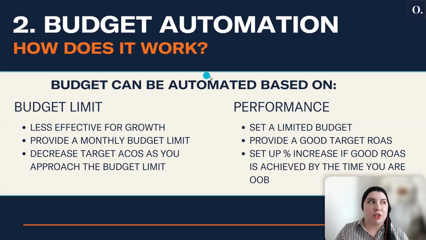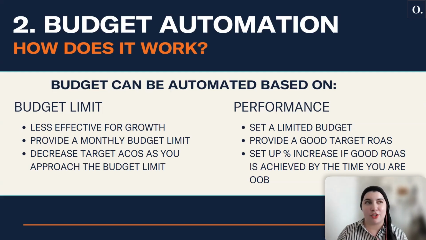But there is also a budget automation that is based on performance. Some tools allow you to increase the available campaign budgets only if ROAS is at a level that you deem good for your products. So for example, if you're about to run out of budget, but you set up this rule that tells the tool, okay, if I'm at a 6 ROAS, I want to increase the budget by 30%. This is something that some tools can do for you.